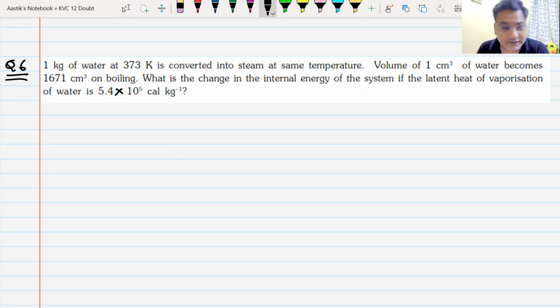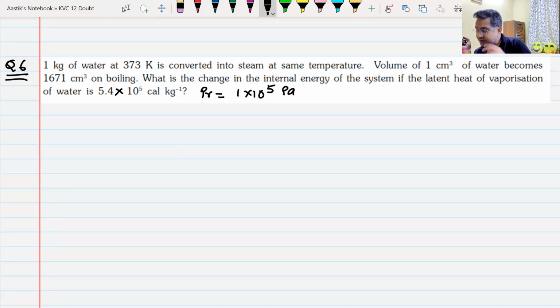Pressure is not given here, so you have to take it as atmospheric pressure. Pressure should be taken as atmospheric pressure, so you can take it as 1 into 10 raised to the power 5 pascals. I think they missed giving you the pressure.